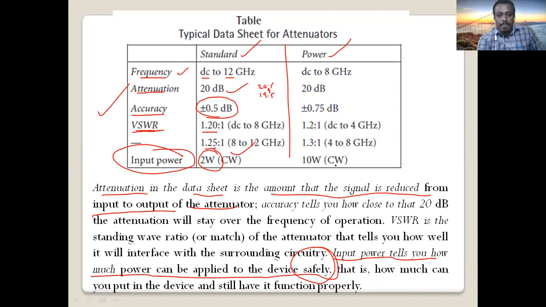So when you buy an attenuator, you have to check which frequency range it works in, how much attenuation it is, and if it is fixed or variable. If variable, is it step variable or continuous variable? But this one is the fixed one. It's only 20 dB. Is it accurate? Accuracy is also very important. In this case, plus or minus 0.5 dB accuracy. The voltage standing wave ratio, you have to determine.